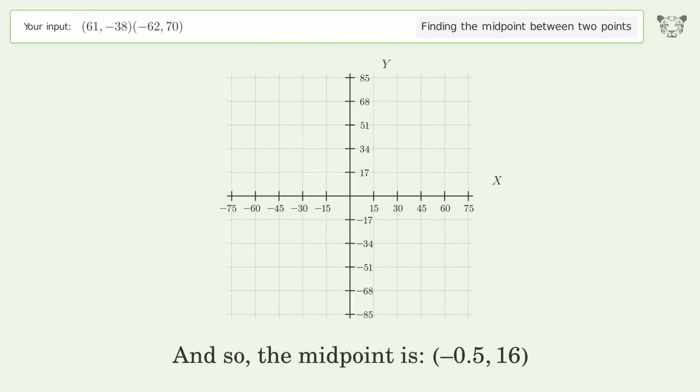And so, the midpoint is negative 0.5, 16.